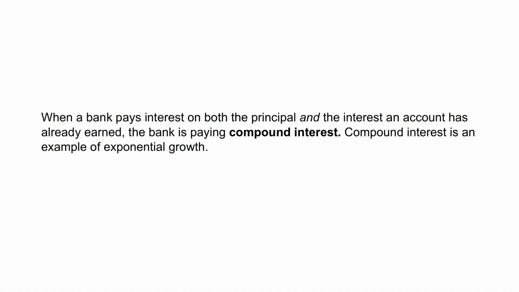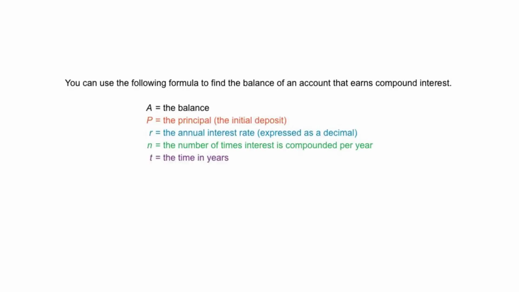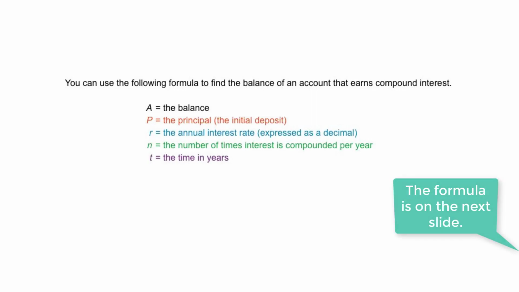When a bank pays interest on both the principal and the interest an account has already earned, the bank is paying compound interest. Compound interest is an example of exponential growth. You can use the following formula to find the balance of an account that earns compound interest.